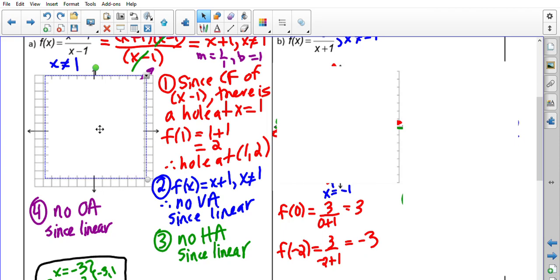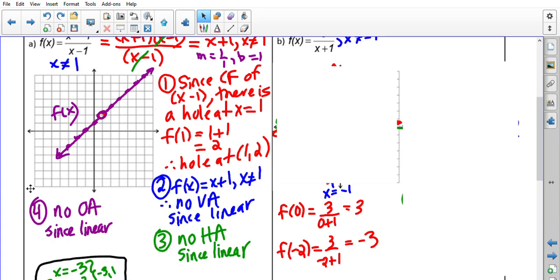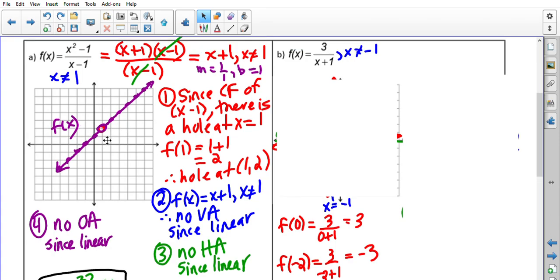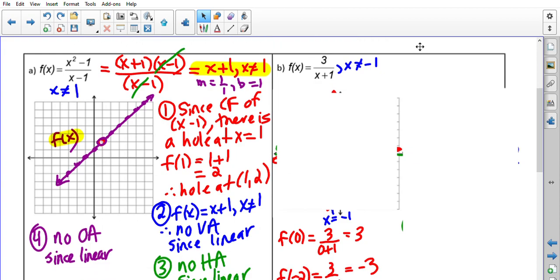So our final graph should look like this. It should have a slope of 1 over 1, a y-intercept of 1. So again, I'm going to highlight here, always referring to your simplified version. The hole is here, like we said, at 1, 2, and there's our line. Okay, let's move on to the next one.